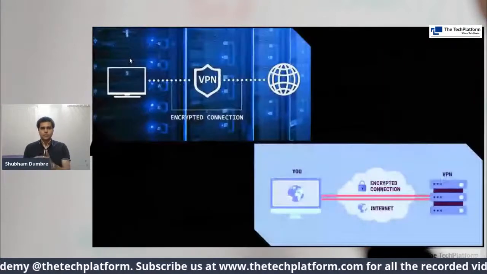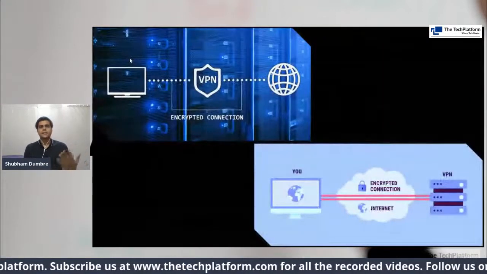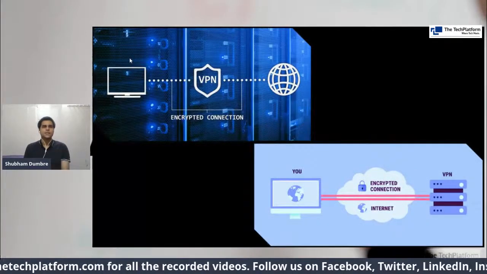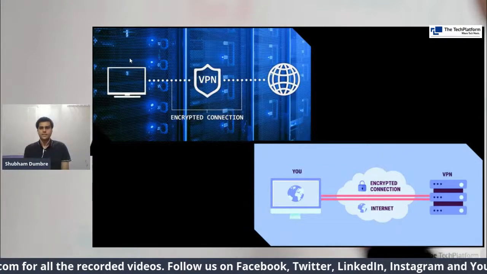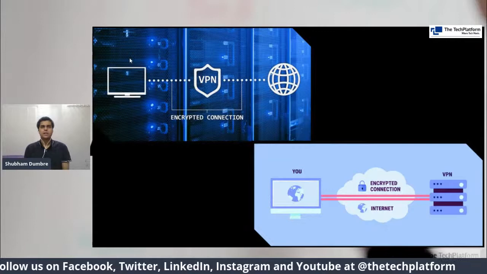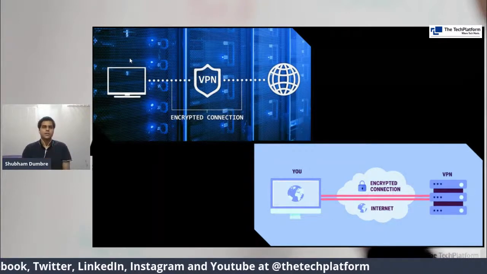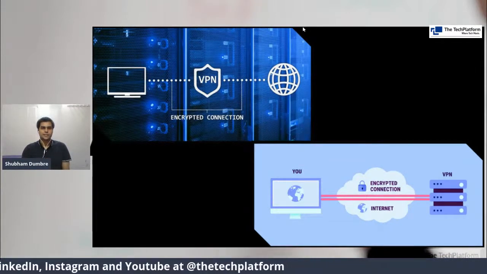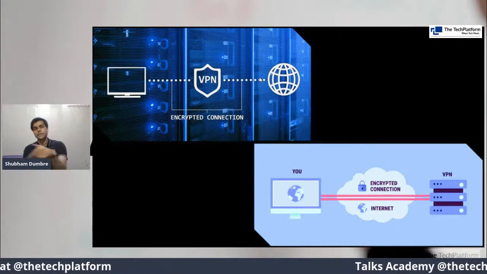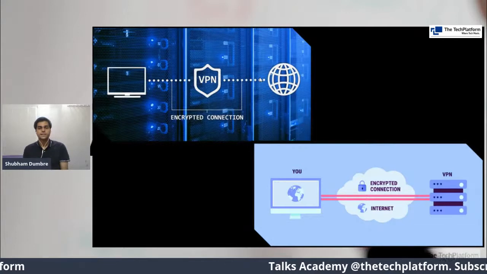Now, whatever I explained in the previous slide, if I just try to sum it up in a single slide, it's like this. It's like a computer. In between, there's a shield, a VPN, and the internet. Right now, if you're not using a VPN, you're directly connected to the globe, that is the web. But if you are using a VPN, there will be a shield, and after that shield, there'll be the internet. So it makes an encrypted connection.